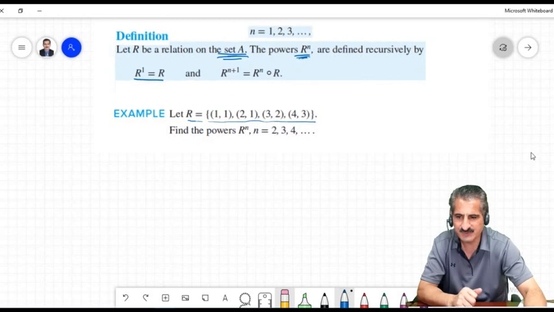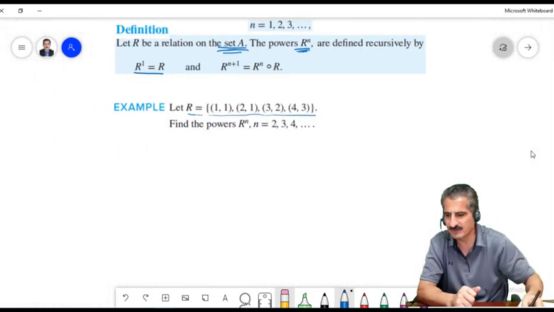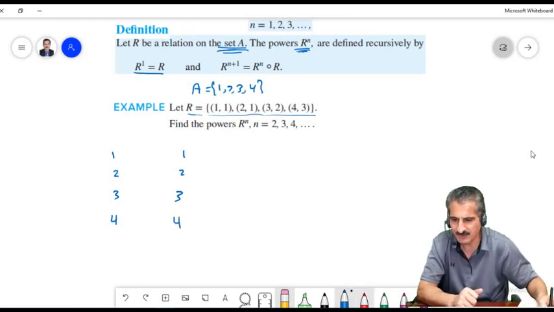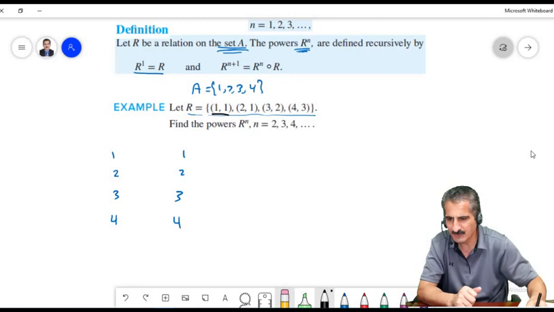Let's do R square. And we will follow the way of arrows. So this is R starts from 1, 2. So A here is 1, 2, 3, and 4. So 1, 2, 3, 4. A goes from 1, 2, 3, 4 to 1, 2, 3, 4. Now, according to the relation, 1 goes to 1. Here we go. 1 goes to 1. 2 goes to 1. And 3 goes to 2. And 4 goes to 3.